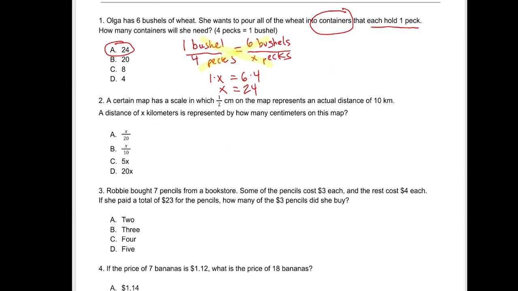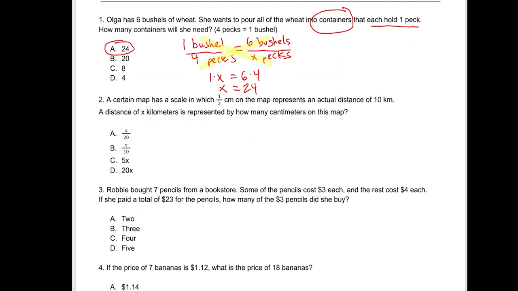Number 2 says a certain map has a scale in which 1/2 centimeter on the map represents an actual distance of 10 kilometers. Well, as soon as you get that conversion there, let's start writing our proportion, because it's going to be another proportion problem, and you're pretty much guaranteed to get at least 1 or 2 of these proportion problems on that test. So 1/2 centimeter on this map corresponds to 10 kilometers, and it says a distance of X kilometers is represented by how many centimeters on this map.